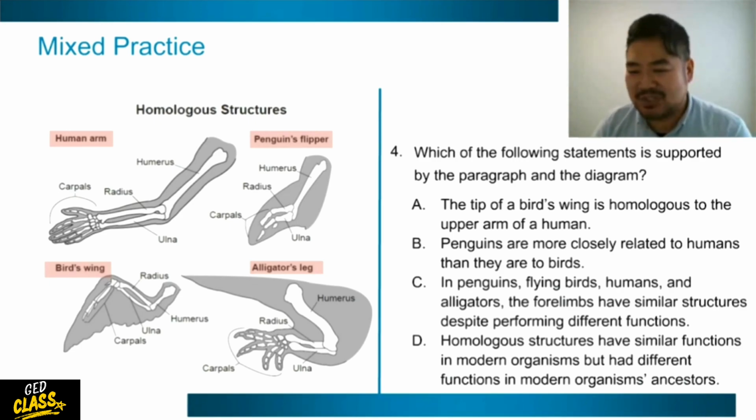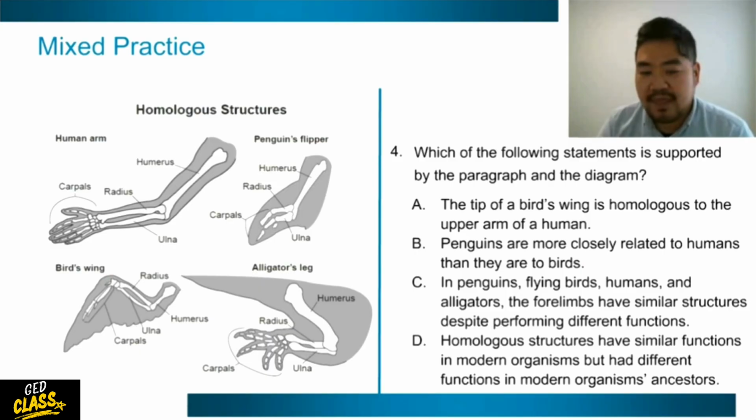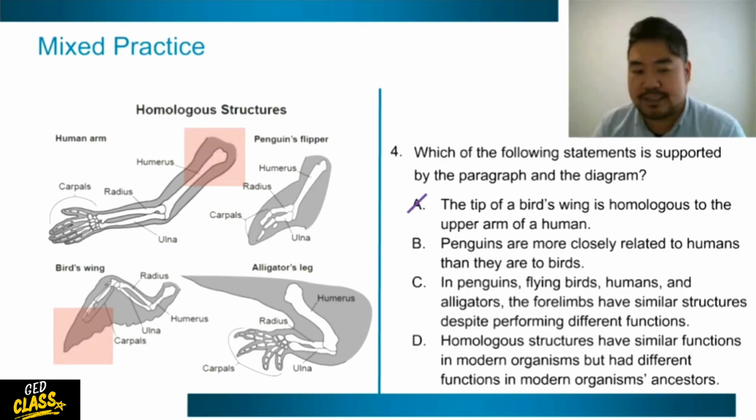So which of those choices is going to do that? Well, if you take a look at those choices, we can go through these choices using process of elimination. In choice A, the tip of a bird's wing is homologous to the upper arm of the human. Is that true? If we look at the bird's wing, the tip of the bird's wing would be right around there. Is that going to be homologous to the upper arm of the human? No, so we can certainly get rid of answer choice A.